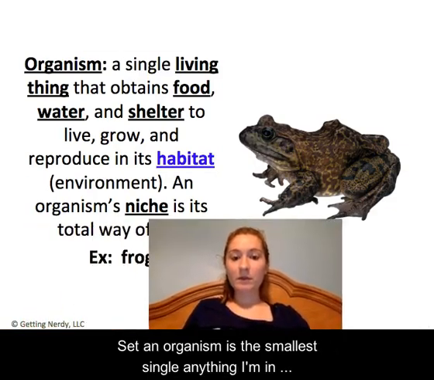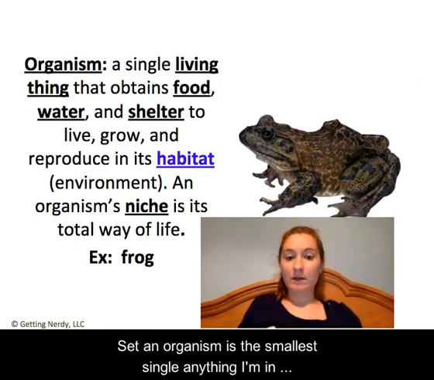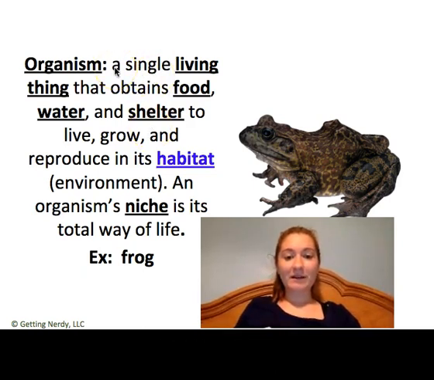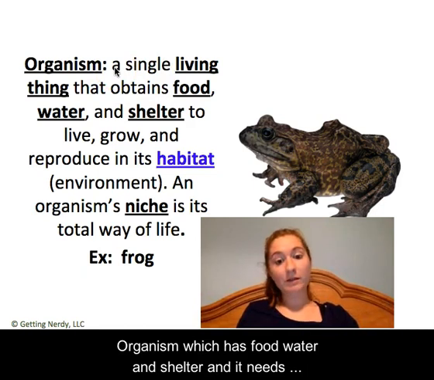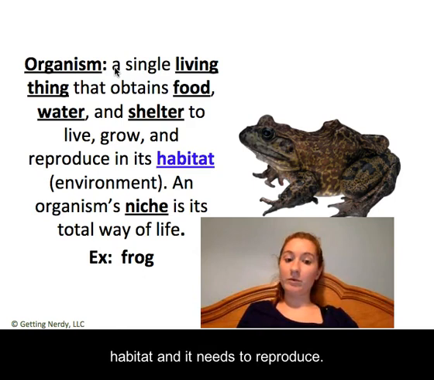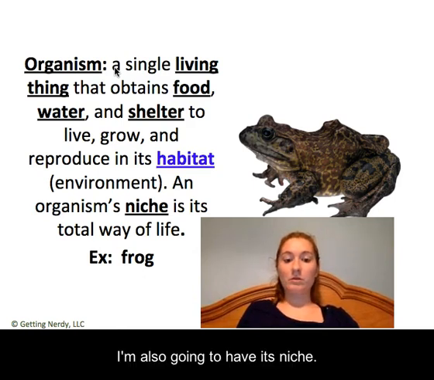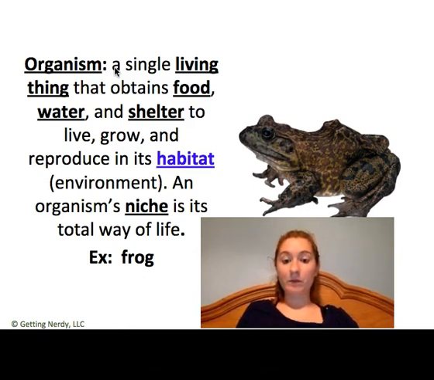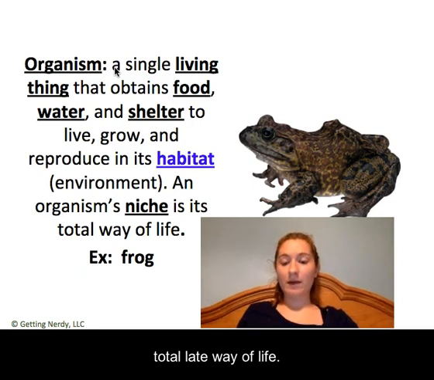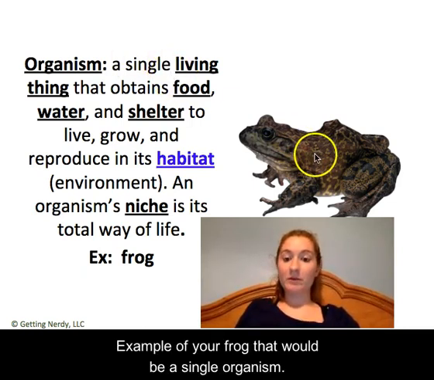An organism is the smallest single living thing in the world, okay? So we have the organism, which needs food, water, and shelter, and it needs habitat, and it needs to reproduce. It's also going to have its niche, or niche, everybody says it differently. That's an organism's total way of life. For example, a frog would be a single organism.